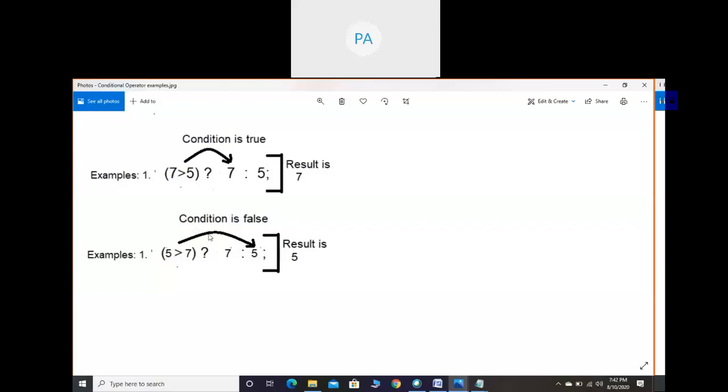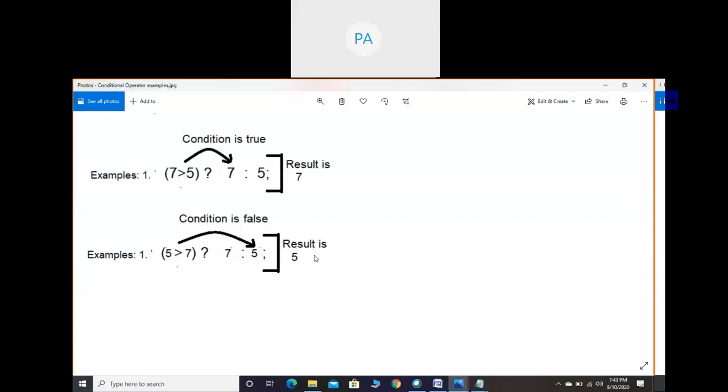Even I would have written 7 greater than 5 only, but just to make the condition false, I have written 5 greater than 7. So is 5 greater than 7? No, the condition is false. So if the condition is false, it will select the second result. The second result is after the colon. So after the colon, we have the result 5. So the total final result of this entire expression is 5.